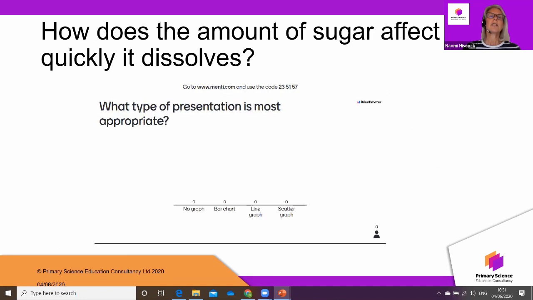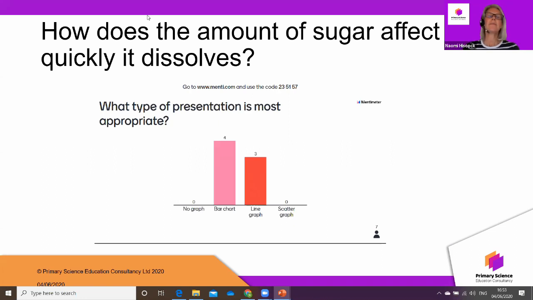So what we're going to try and do now is, if you can go to your Mentimeter, so if you can put in www.menti.com and the code 235157. We're going to go through a number of different questions, and you will think about what type of presentation will be the most appropriate.